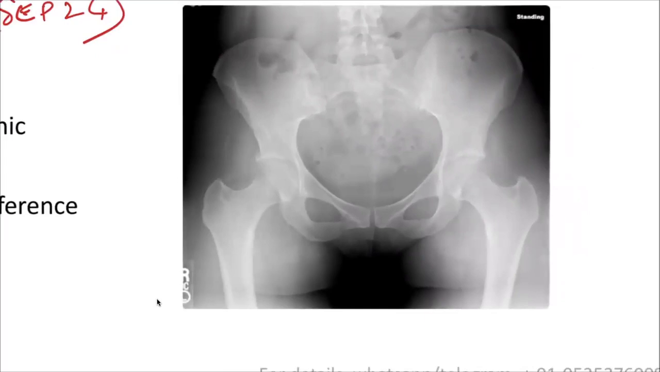Elderly person has fallen down. What are we suspecting? There might be a neck of femur fracture. Doesn't look like it. The articular surface looks completely fine. Shenton's line, what I'm seeing, looks completely fine.